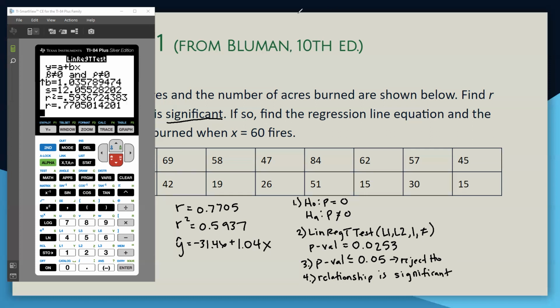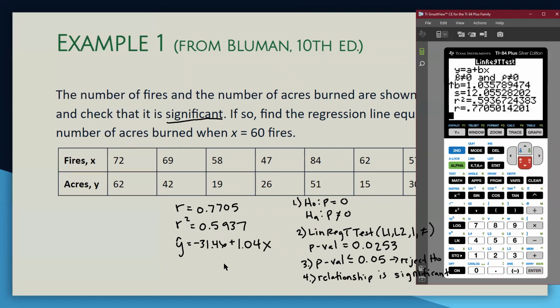So what that means is I can use this equation that we found, y equals negative 31.46 plus 1.04x, to find the number of acres burned when x equals 60 fires. So I know that x is equal to 60. They've given me an x, they want a y. So I'm going to use this equation exactly as it appears. Y equals negative 31.46 plus 1.04x. And then I'm just going to make this substitution into the equation. Everywhere I see an x, I replace it with a 60.